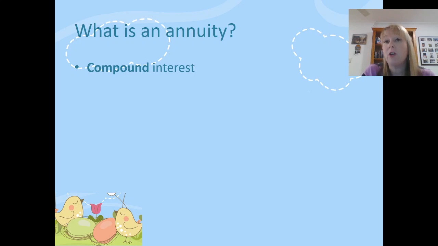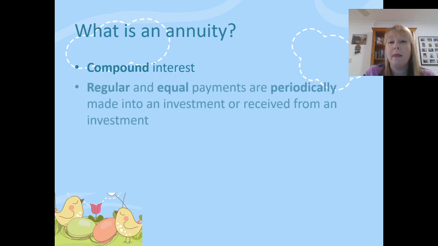Now, there are some very special key features of an annuity that make them separate from regular investments. Firstly, they attract compound interest. So we're not going to be using the simple interest formula. We're going to be using the compound interest formula. The next feature of an annuity is that there are regular and equal payments that are periodically made into the investment or received from the investment.